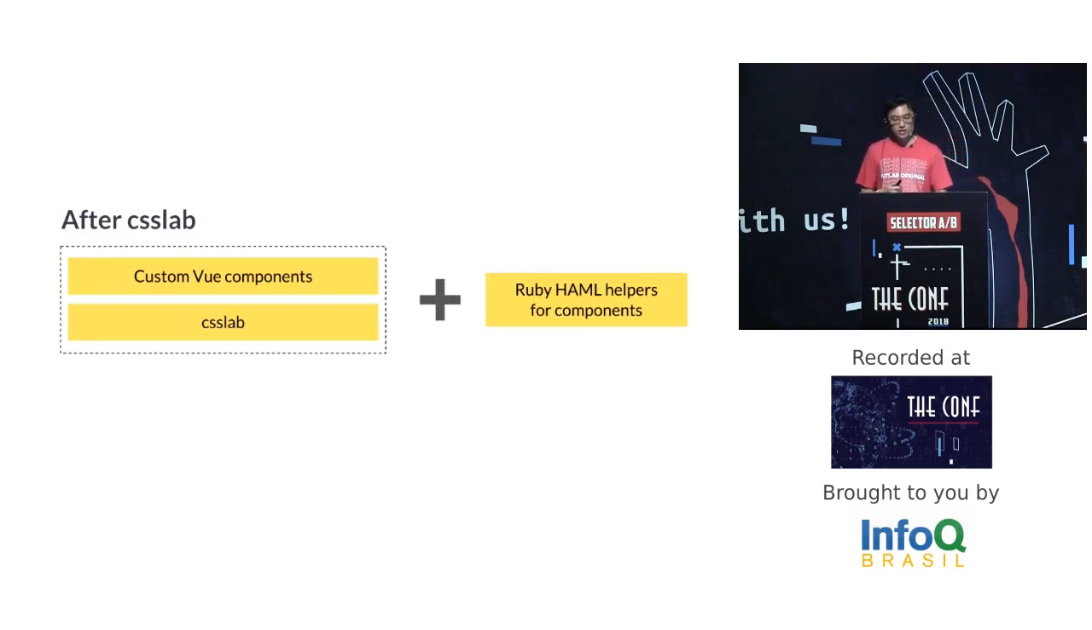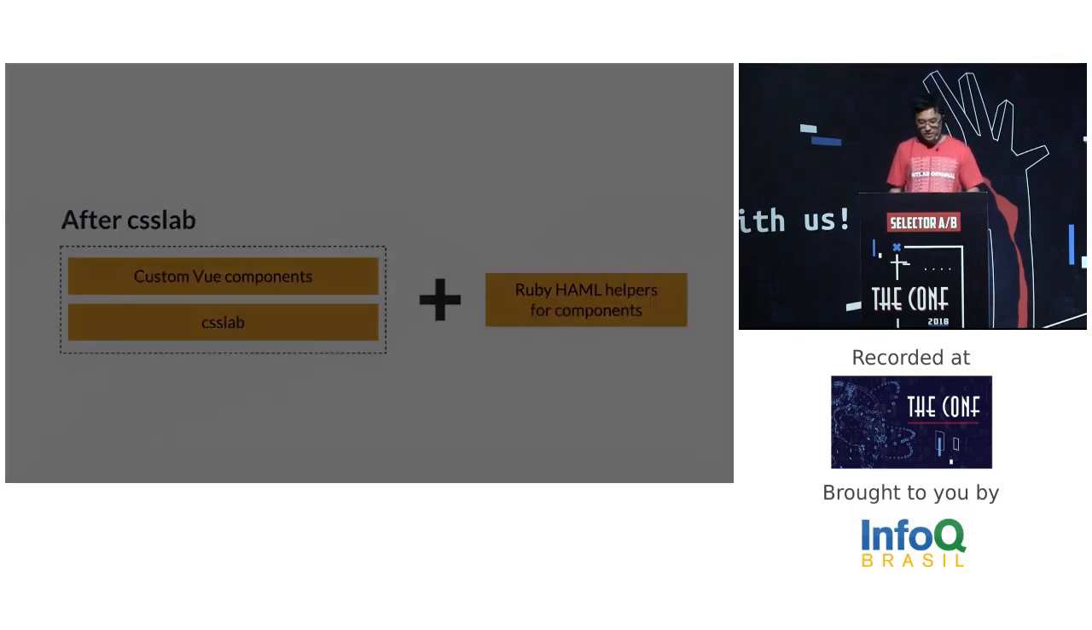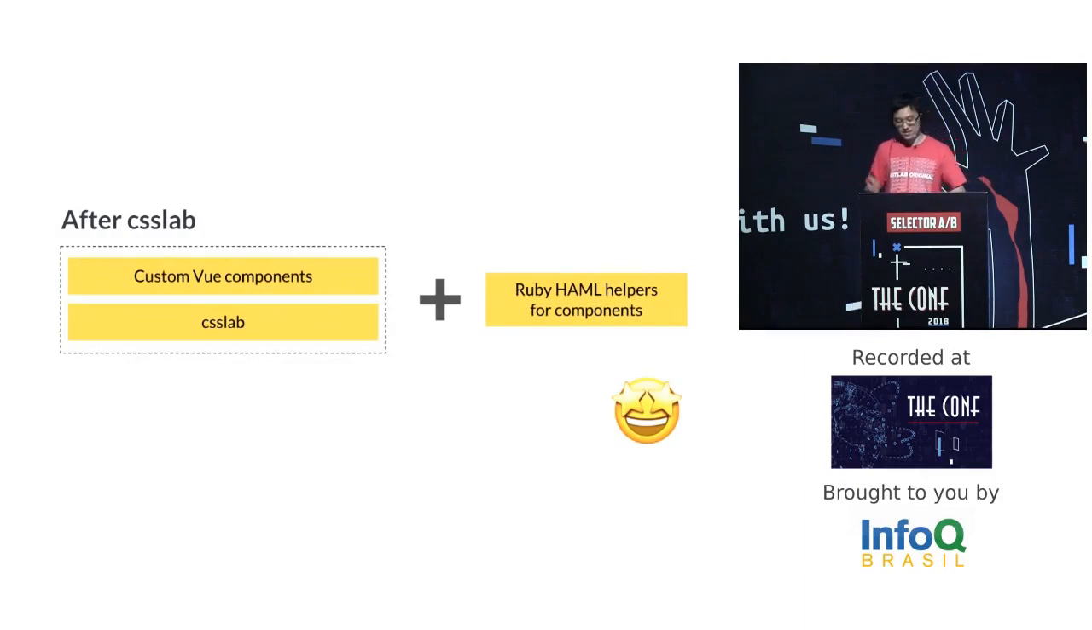But with that in mind, the goal we have is that after CSS Lab is written, we would write custom Vue components that implement these styles, and also have Ruby HAML helpers for these components. The idea is to abstract away the styling for our developers, so the community who wants to contribute, our backend engineers or frontend engineers, can easily add these components and not have to worry about styling ever again. Because CSS is hard, and if you don't have a good understanding, it's easy to mess it up. So the goal was to make happy developers.